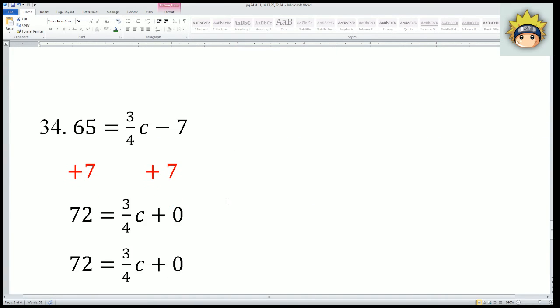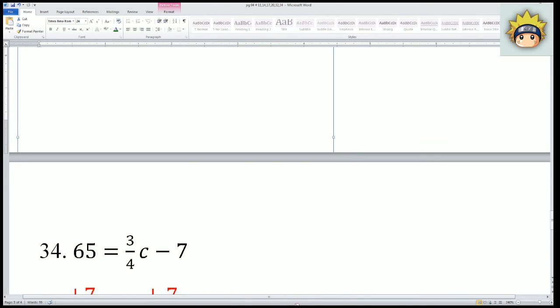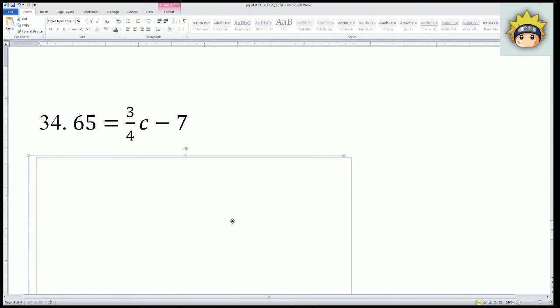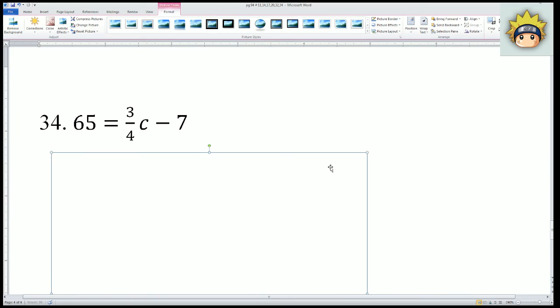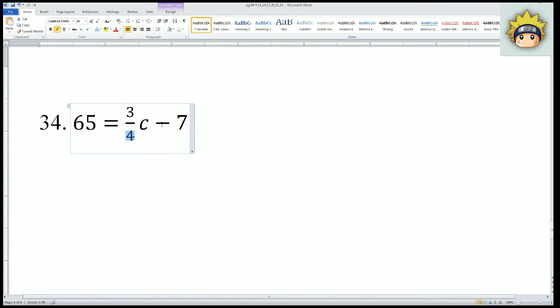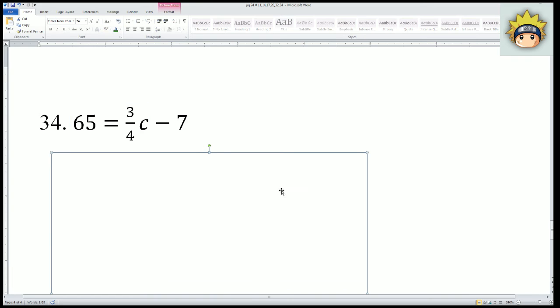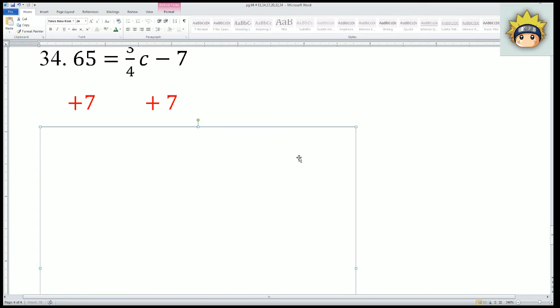Alright, let's look at the last one now. What we have here is 65 equals 3 over 4 c, minus 7. There's that 3, there's this 4, and there's this minus 7. Which one should you get rid of first? The most outward thing is this minus 7. So to get rid of a minus 7, or subtract 7, we add 7 to both sides.